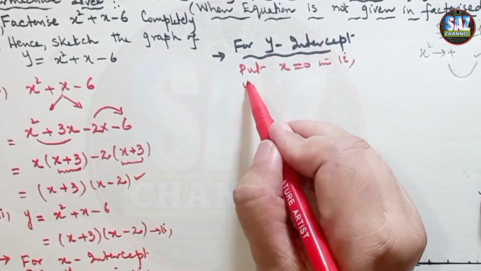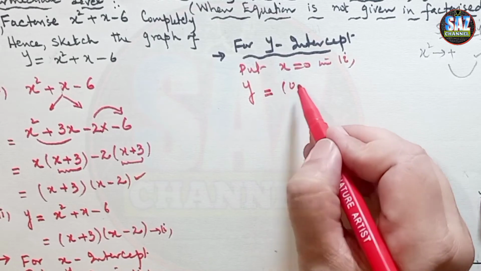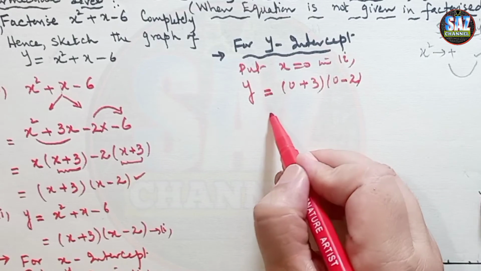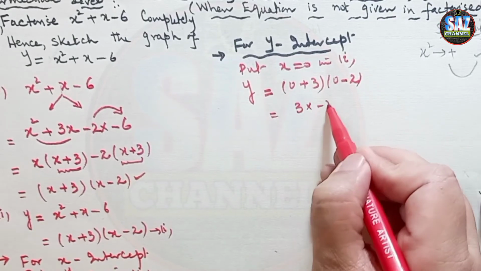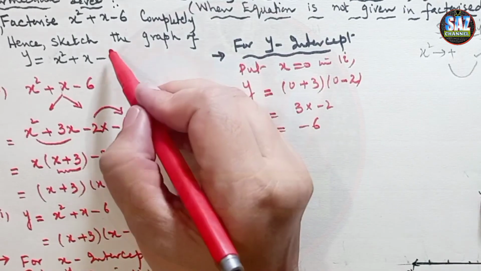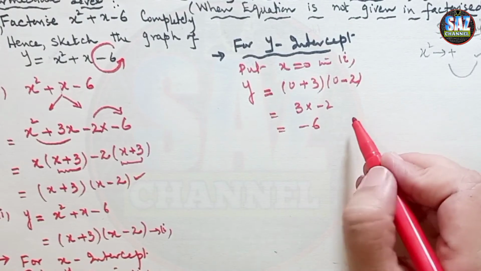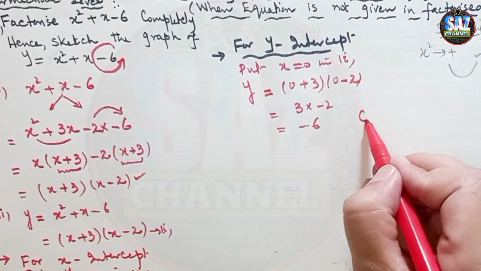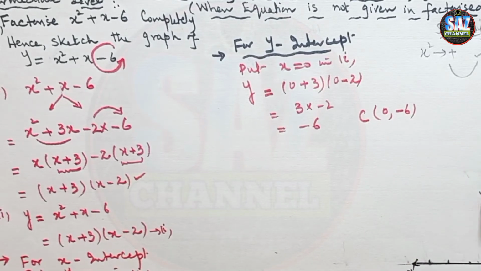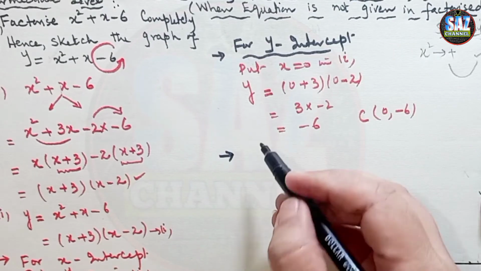And when I'm putting x equals 0, this will take the form 0 plus 3 into 0 minus 2, or 3 multiplied by minus 2, which is equal to minus 6. We can observe from the given equation as well that my y-intercept is minus 6. So the point will be 0 with minus 6.